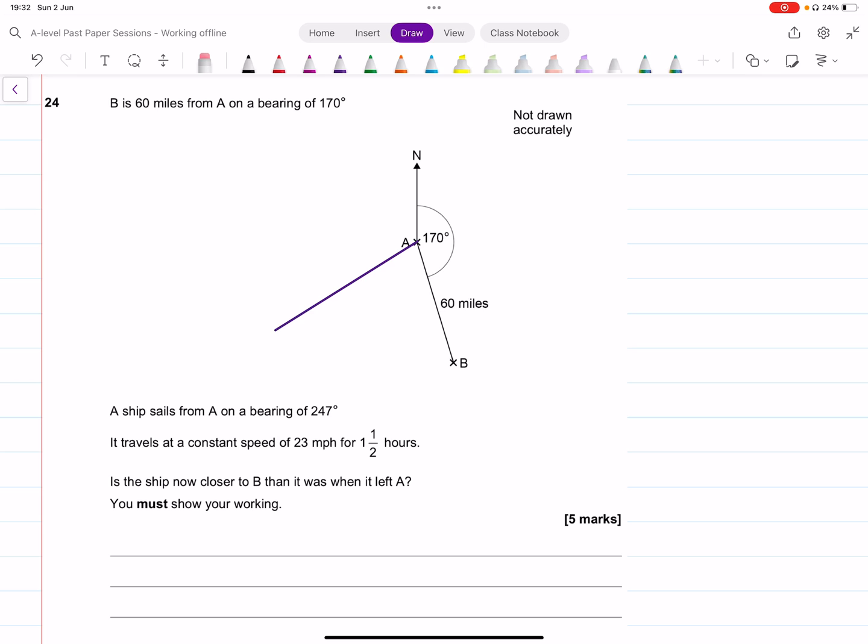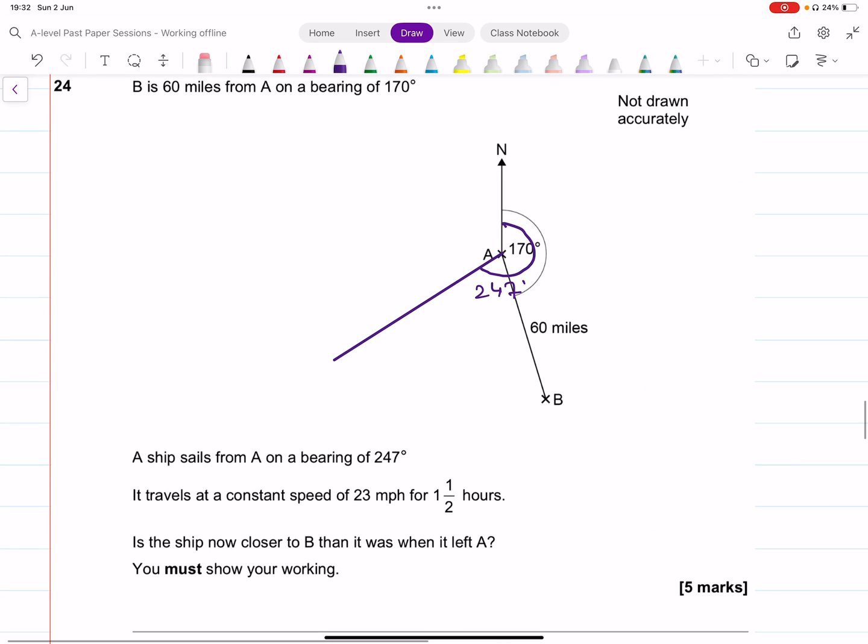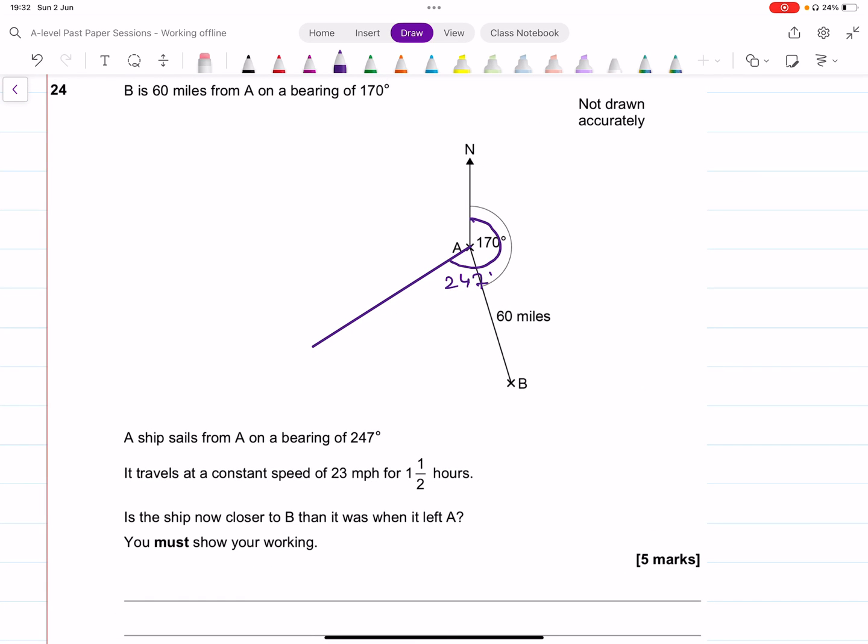Such that this complete angle is 247 degrees, right? That's the bearing of this direction, 247. Now, this whole angle is 247. 247 minus 170 is going to give us this angle. Let's see what that turns out to be. 247 minus 170, and that is giving me 77. So that means this angle is 77 degrees, right? Because this total becomes 247 then.